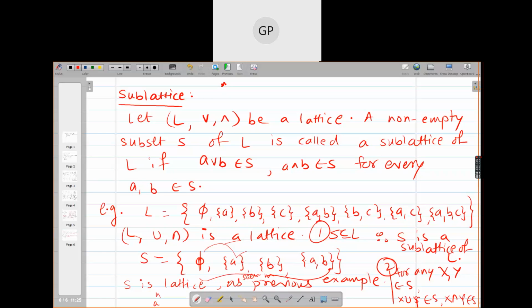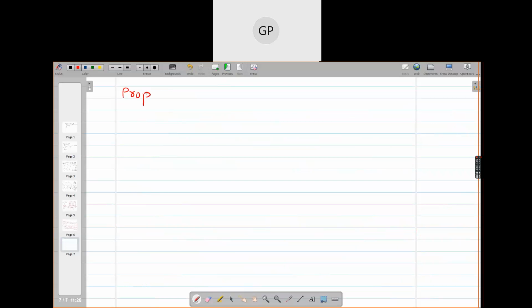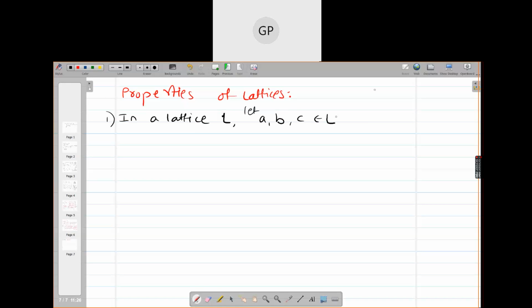Next page. Properties of lattices. Quickly write down these properties. These two are very important properties. First one: in a lattice L, let A, B, C belong to L. If A is less than or equal to C, and B is less than or equal to C.